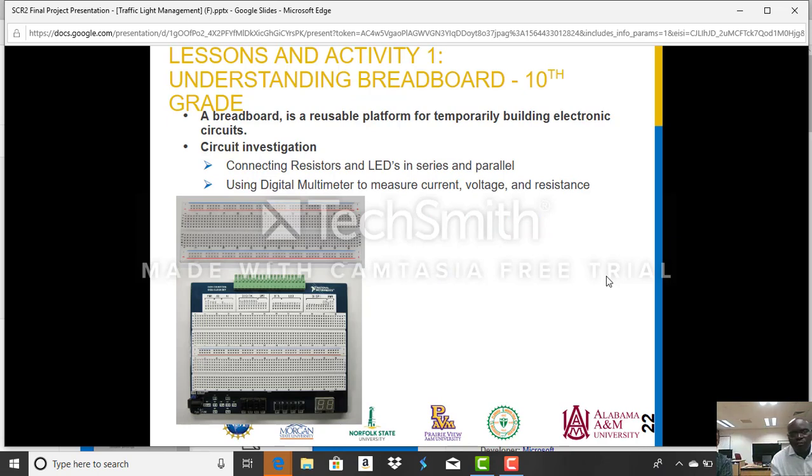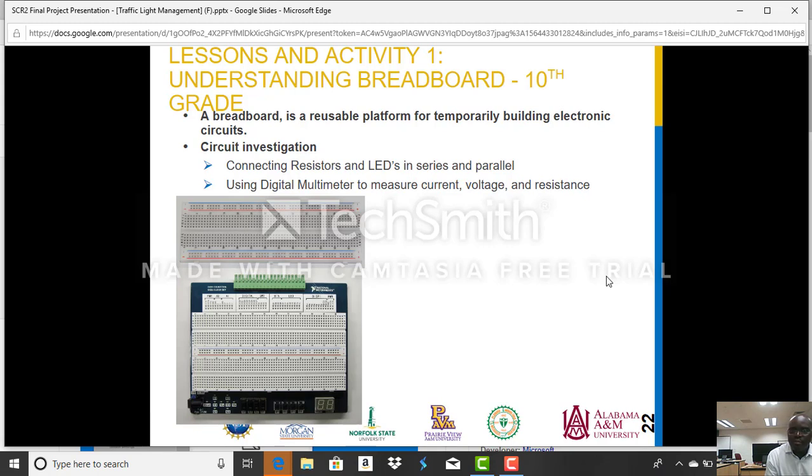So here are the set of lesson plans and activities that I plan to do with my classes the next school year. I teach engineering in high school, and the first activity that I have is for 10th graders. I've realized how important it is for students to understand the concept of the breadboard and how to connect components on a breadboard. Therefore, this activity is going to involve students just using resistors and LEDs and connecting them in parallel and series, and just using a digital multimeter to test the current, voltage, and resistance.